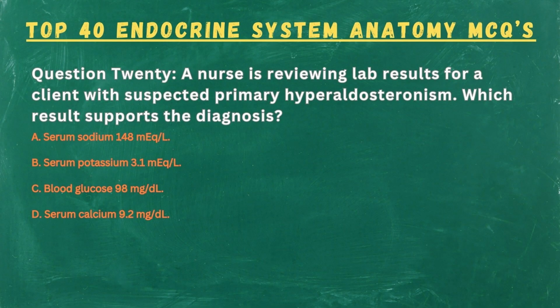Question 20. A nurse is reviewing lab results for a client with suspected primary hyperaldosteronism. Which result supports the diagnosis? A. Serum sodium 148 milliequivalents/L. B. Serum potassium 3.1 milliequivalents/L. C. Blood glucose 98 milligrams per deciliter. D. Serum calcium 9.2 milligrams per deciliter. Answer. B. Serum potassium 3.1 milliequivalents/L.